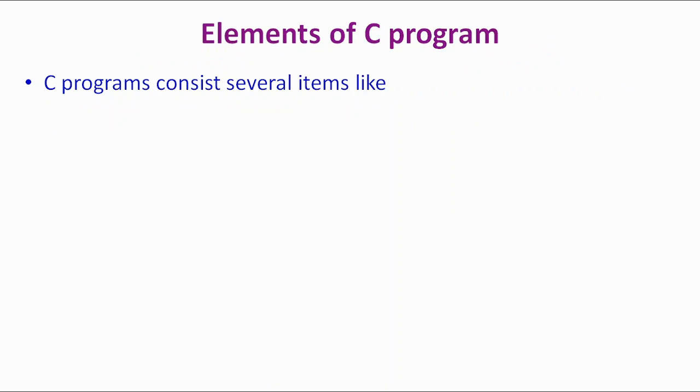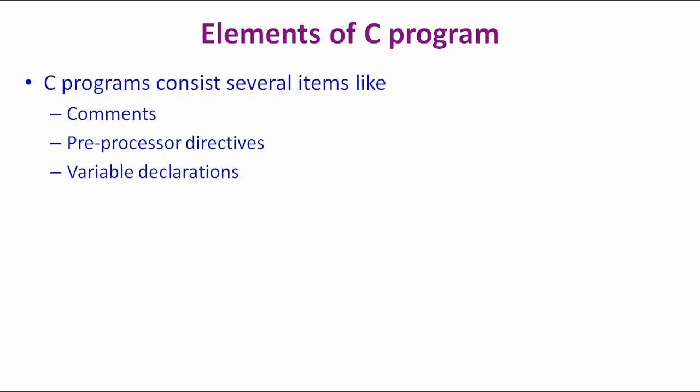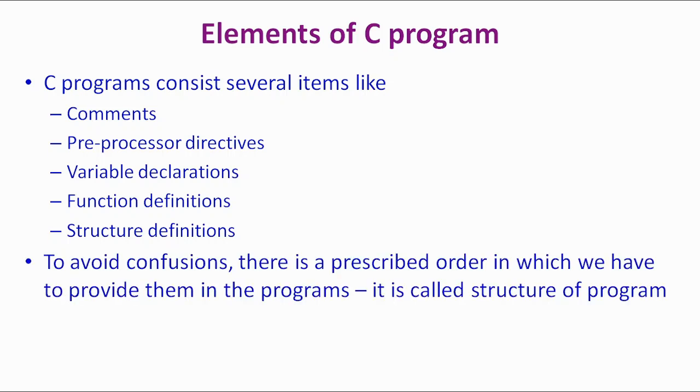Similarly, C programs also consist of several elements like commands, preprocessor directives, local variable and global variable declarations, function definitions, structure definitions. As the programs become bigger and longer, it will be tedious to search and locate the different elements in a program. To avoid such confusions, we should organize the programs in a prescribed format, and that is called the structure of C programs.